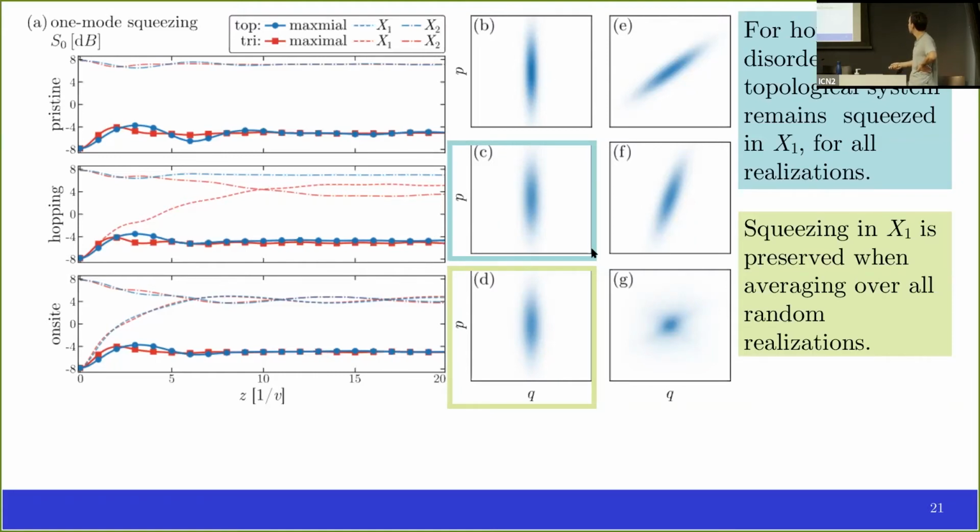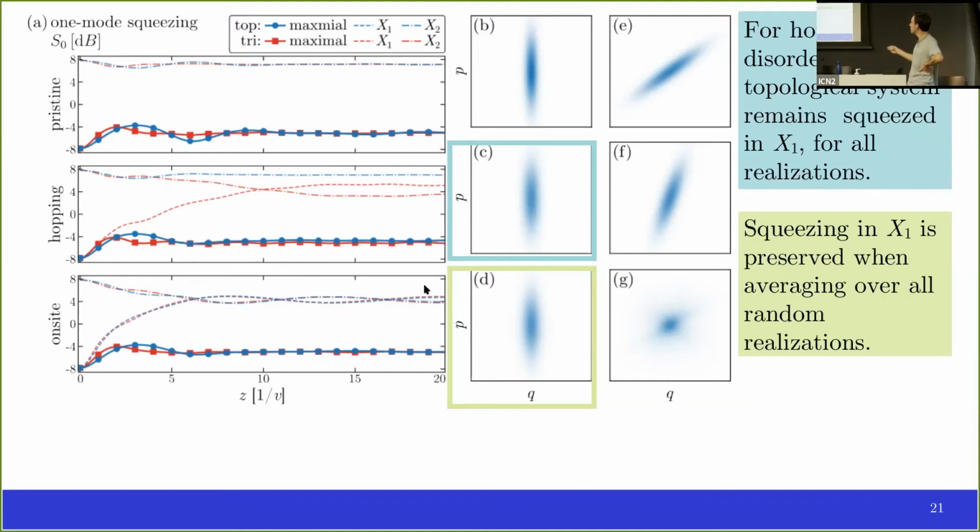So panel C, highlighted in light blue, is the Wigner function of the hopping disorder topological system at some point of the propagation. I mentioned as well that we did about 100 random realizations of these systems with random disorder. So this is the Wigner function of one of the random realizations. This system presents a non-zero squeezing because the Wigner function does look like an ellipse. It is squeezed, and it is squeezed along the horizontal axis as well. This is true for all the random realizations that we performed. Therefore, when taken in an average over all the random realizations, squeezing at the horizontal quadrature is preserved.